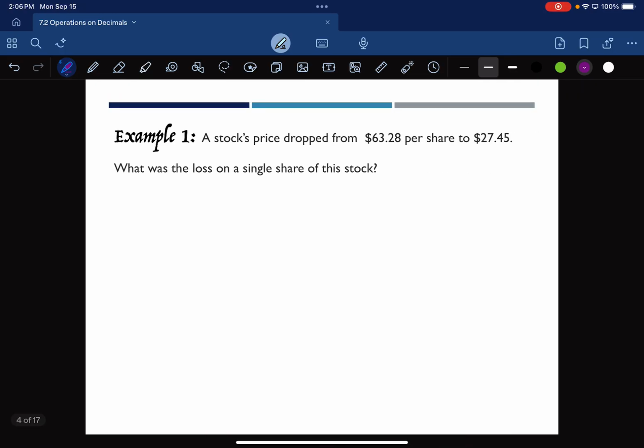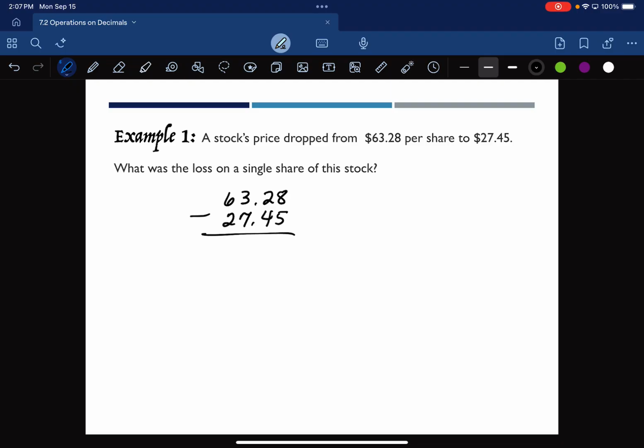All right, so here's an example of a problem using addition and/or subtraction. This one says a stock price dropped from $63.28 per share to $27.45. What was the loss on a single share of stock? So as we're taking a look at this, what operation are we going to be using? This one's subtraction. So it started out at 63.28, and we're subtracting off the 27.45.